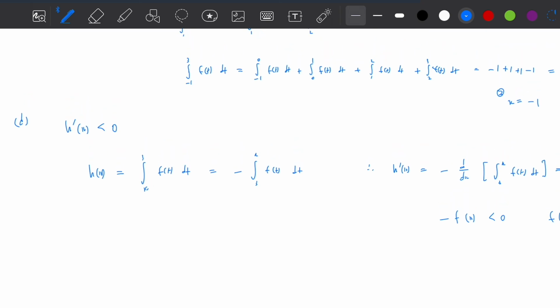So we can conclude that h is decreasing on the interval 0 to 2.